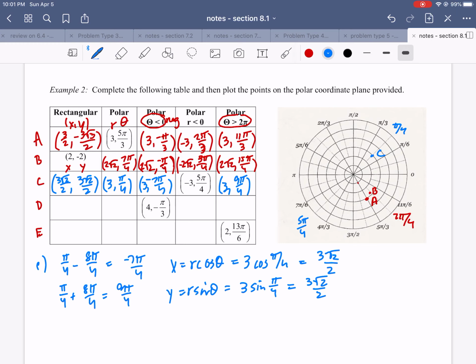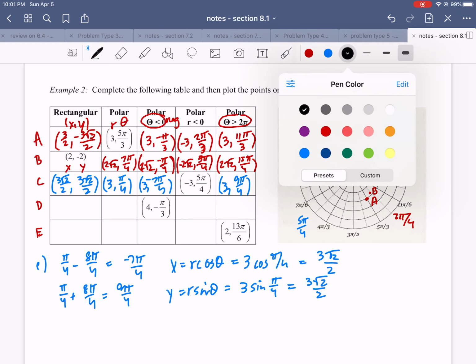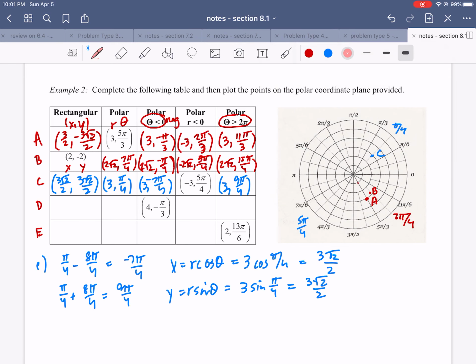Okay, for letter D, let's see if we can pick another fun color here. We're starting with a negative angle, so 4 and negative pi over 3. What I can do is come here to the second column and put a positive 4 as my radius. And then to get my angle, I can just take that given angle and add 2 pi to it to get the coterminal angle. That's going to be 5 pi divided by 3. So this will be 5 pi divided by 3 here.